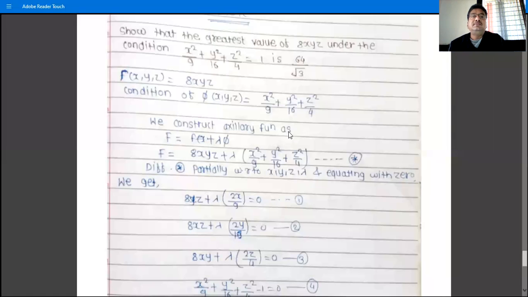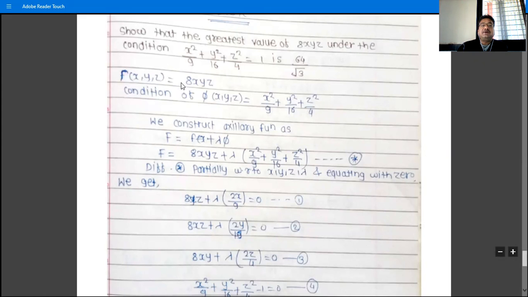Next example on Lagrange's method. Show that the greatest value of 8xyz under the condition x square by 9 plus y square by 16 plus z square by 4 is equal to 1 is 64 by root 3. That is, we have to find the greatest or maximum value of the function 8xyz.